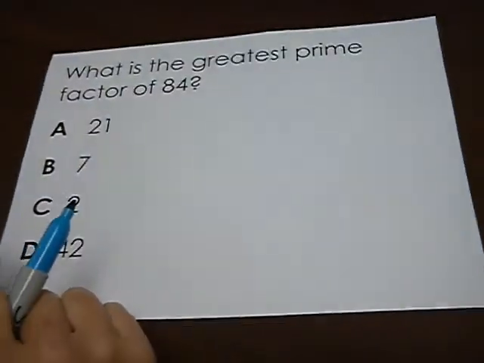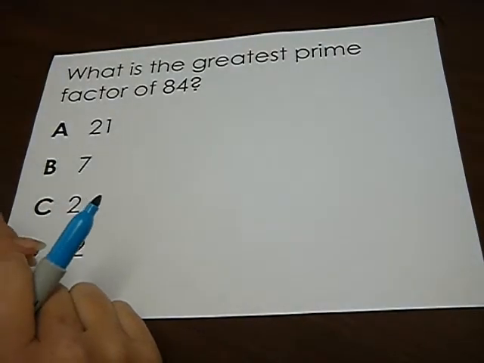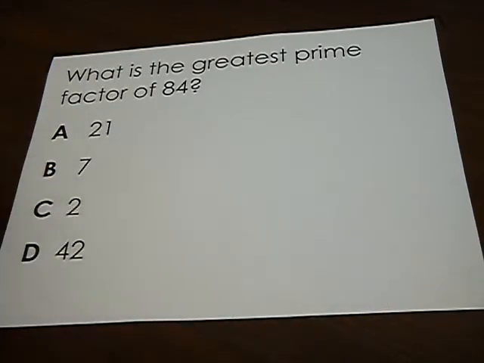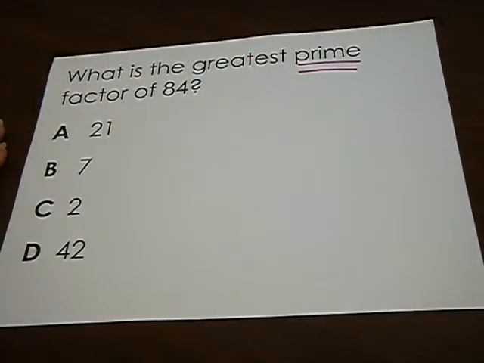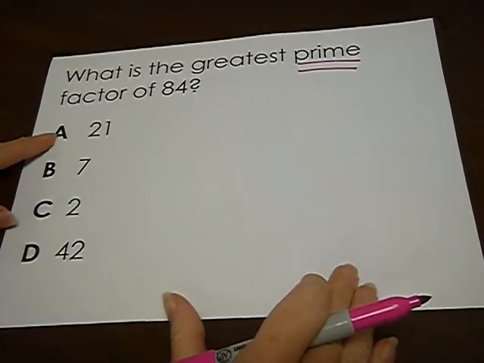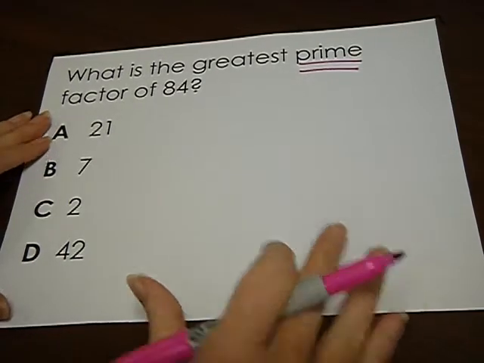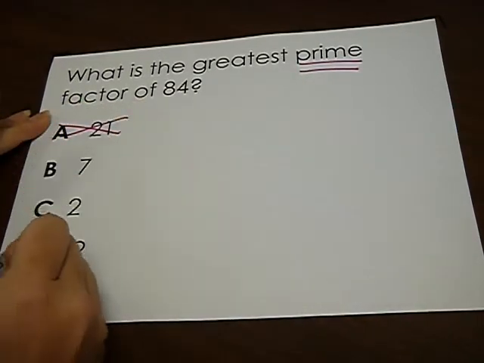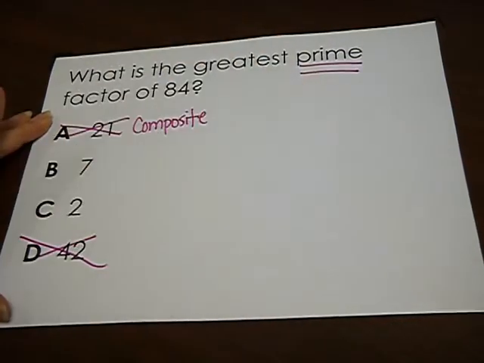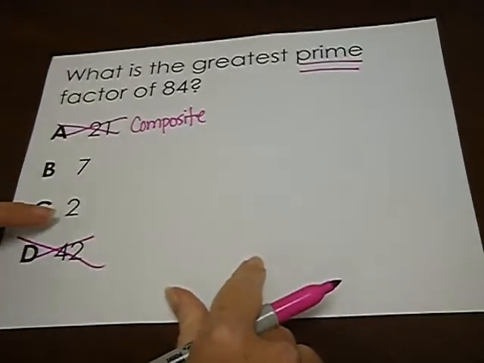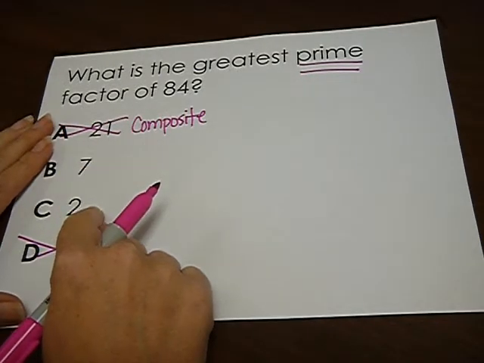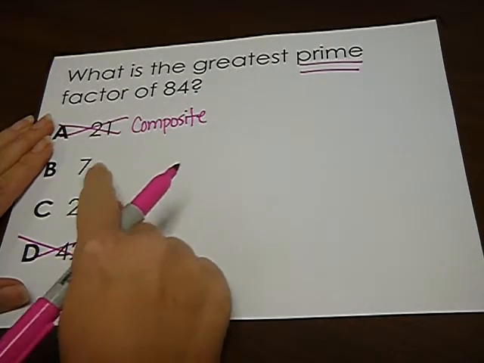Now, the important thing about prime factorization is that we kept breaking that number down until we got all prime numbers. So a question like this, what is the greatest prime factor of 84? I am only looking for numbers that are prime numbers. So when I look at my answer choices, I can tell right away it cannot be A and it cannot be D, because those are composite numbers. So it has to be 7 or 2. 7 is the larger of the 2. So if it works, that's going to be my answer. But I need to check it.